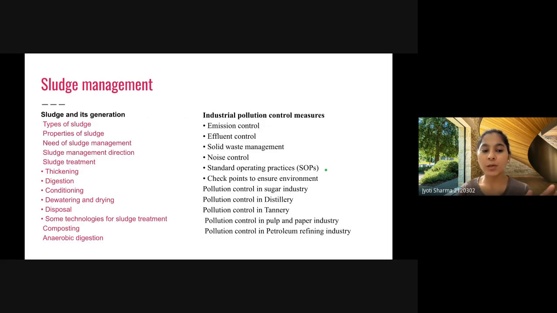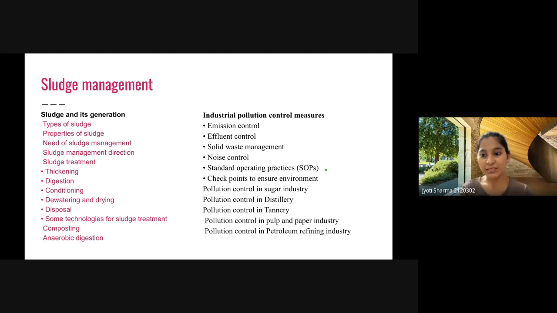So last week, we tried to cover sludge management, right? After primary treatment, secondary treatment, and even after tertiary treatment, we had some sludge that we need to dispose. But based on the characteristics of that sludge, we need to manage it. We also had some processes that we have already discussed. So this was the part of last week that we covered about sludge management.